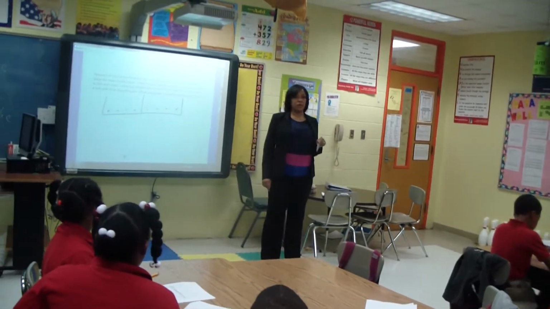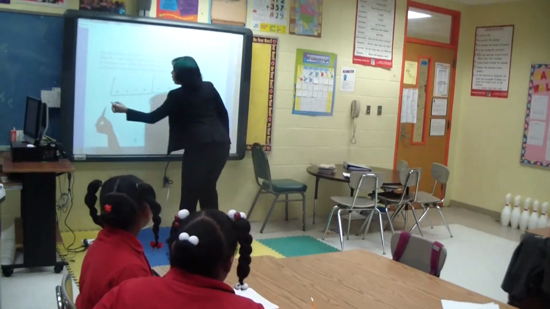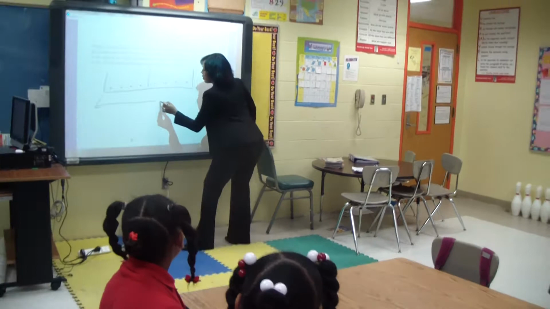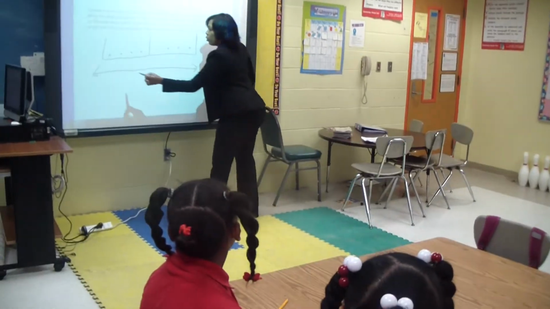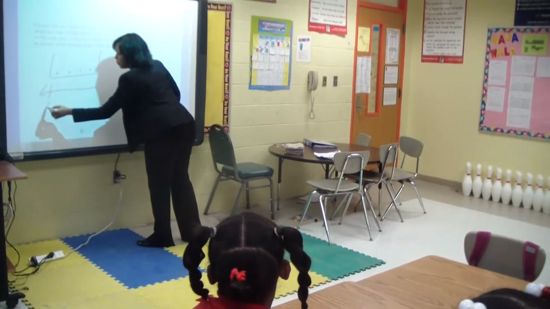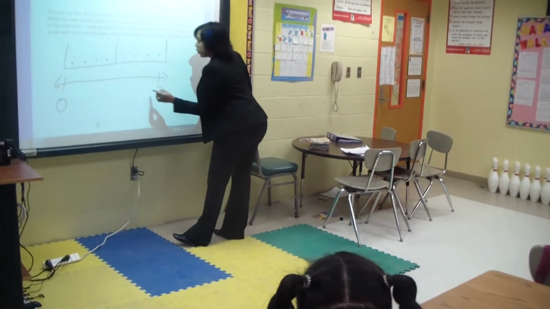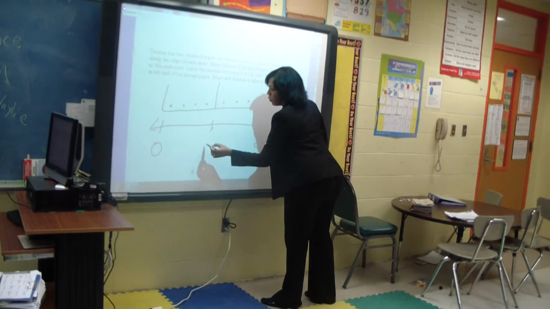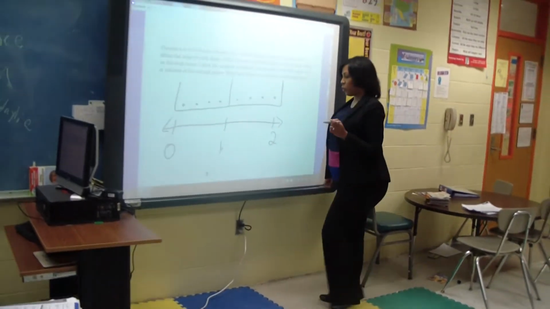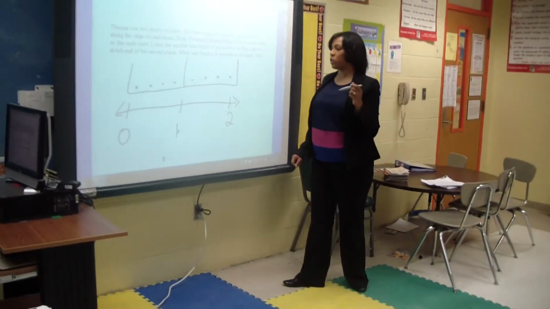A number line. If we draw a number line that is the same length as the paper, what number should be here? 0. And where should our number line end? 2. Well, what number is in between? 1. Right, because we know 1 is between 0 and 2 on the number line.